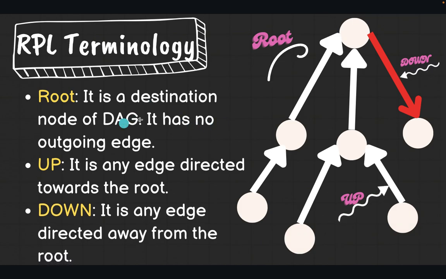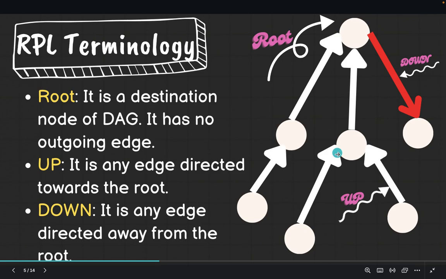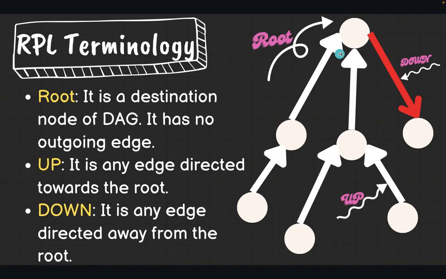Root means it is a root node. It is the destination node of the DAG. It has no outgoing edge. From the root, there will be no edges, there will be no path actually. That is called the root node. And up is an edge that is directed towards the root node. For example, this is one up edge, this is one up edge, this is one up edge, and this is one up edge, and hence I have given here the name up. It is moving towards the root node.